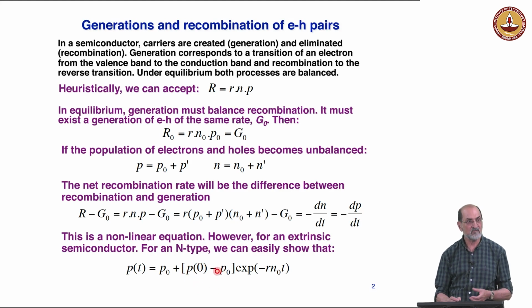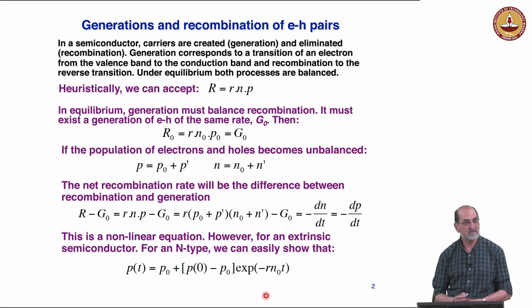The extra density of holes we have with respect to equilibrium, which will be the number of holes at time 0 minus the density of holes in equilibrium, is going to disappear in an exponential way. And this 1 over R N0 could be the time constant for them. Right?